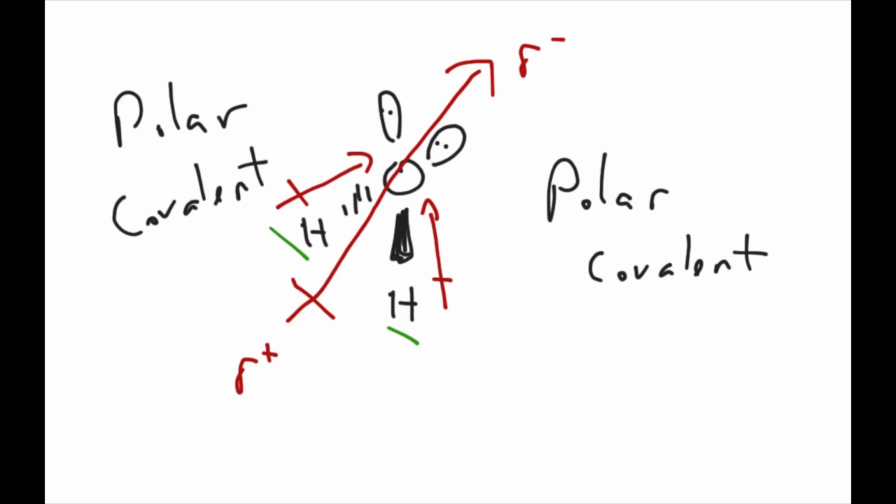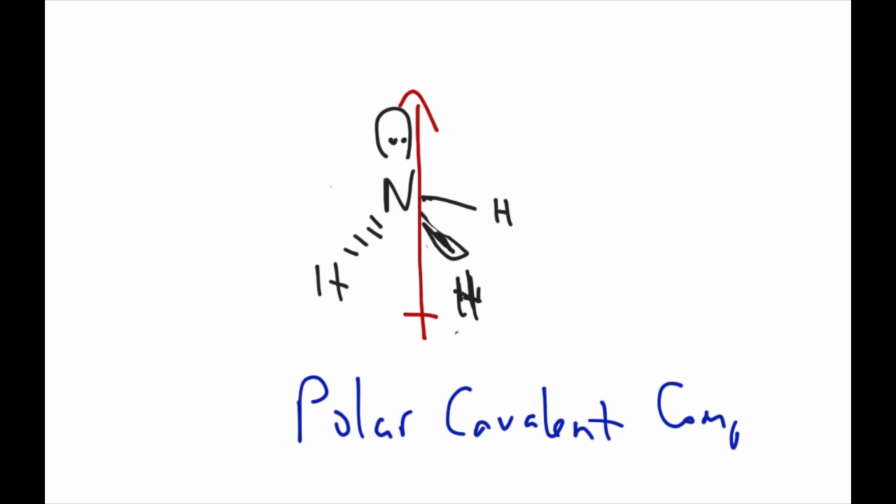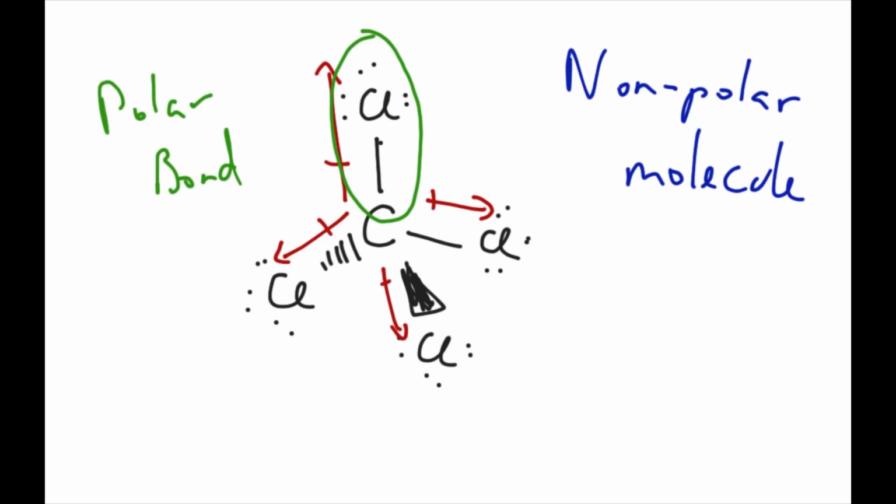And I forgot to mention that on the ammonia molecule. Because the dipole is running through it, this is a polar covalent compound. And then, of course, if the dipoles cancel each other out, then the molecule overall is called a nonpolar molecule.